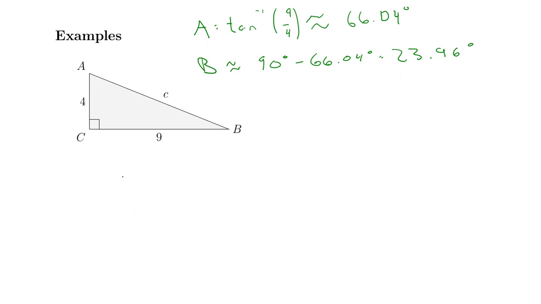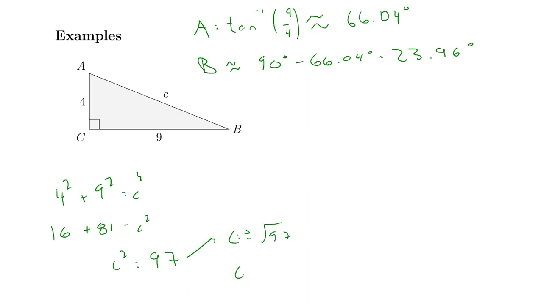Hopefully you found C really nicely. For C, you can use the Pythagorean theorem. Again, I wouldn't use these rounded angles to set up some trig equations to get C. What I would do is say that 4 squared plus 9 squared equals C squared. So 16 plus 81 equals C squared. C squared then is 97. So C is plus or minus the square root of 97, but we know it's a positive length, so we'll say C is exactly the square root of 97.